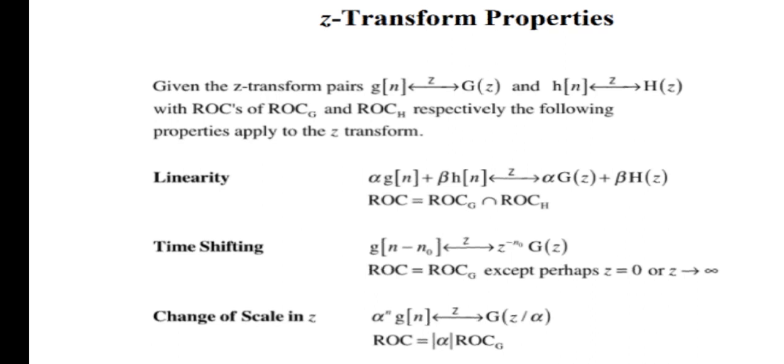Change of scale in Z. This is the property. So alpha raised to n into g[n], after applying Z transform we get G of z upon alpha, and the region of convergence is equal to mod alpha, that is the absolute value of alpha, into the region of convergence of the Z transformed signal.